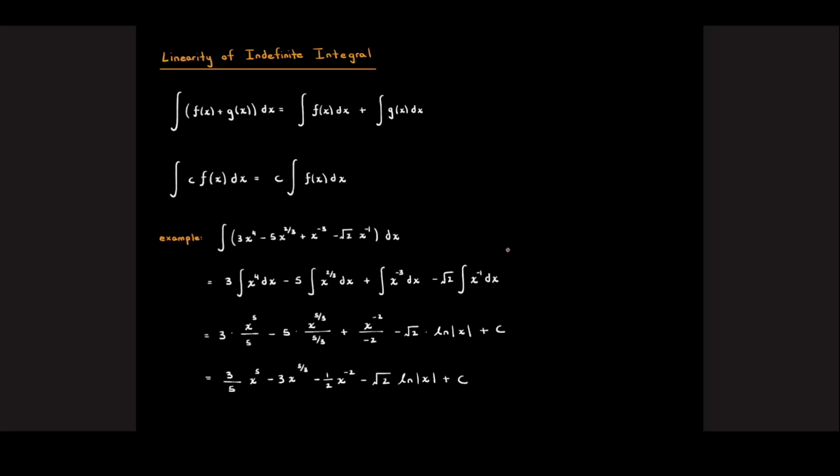Next, let's take a look at some more properties of the indefinite integral. This is the linearity property of the indefinite integral. It says that if you want to find the antiderivative of a sum of two functions, then you can just find the antiderivative of each piece and add them together. And this is like the constant multiple rule. If you're trying to find the antiderivative of a scaled up version of a function, well, then you can find the antiderivative of f of x and you scale that antiderivative by c.